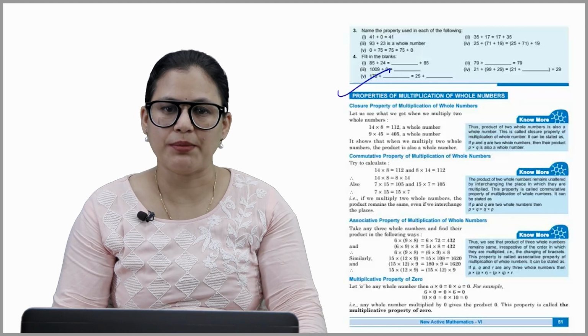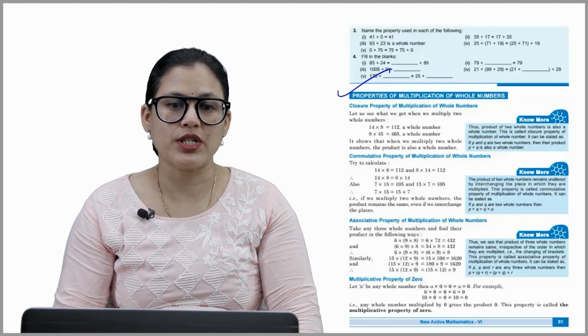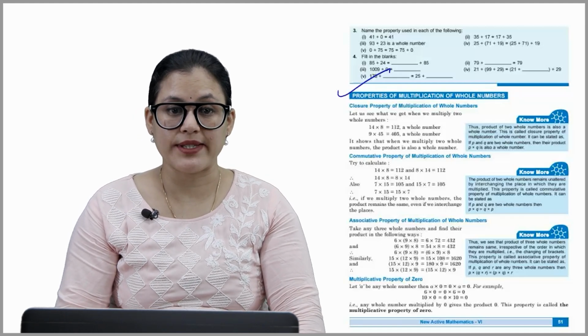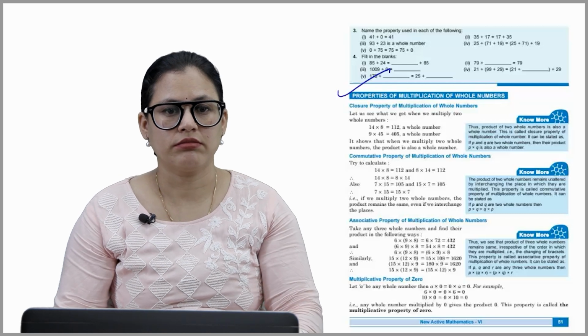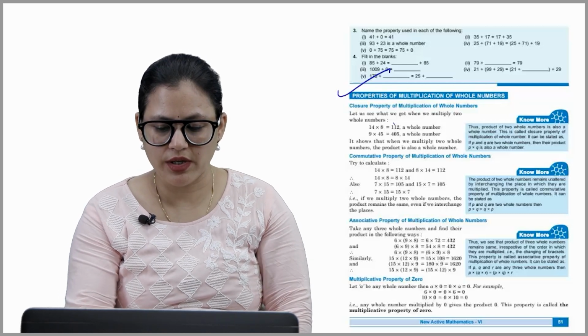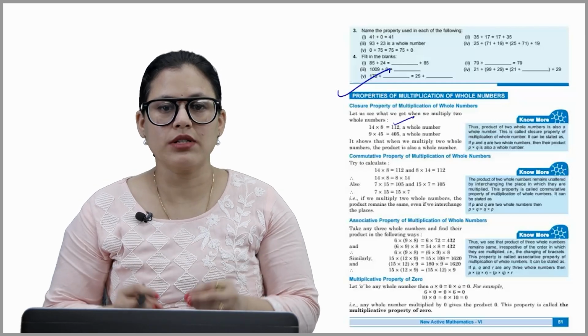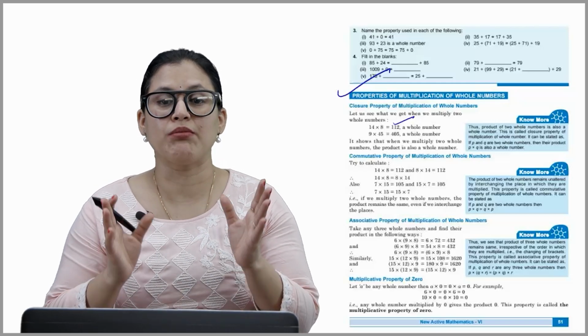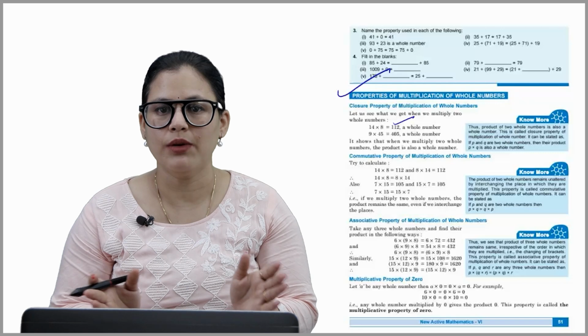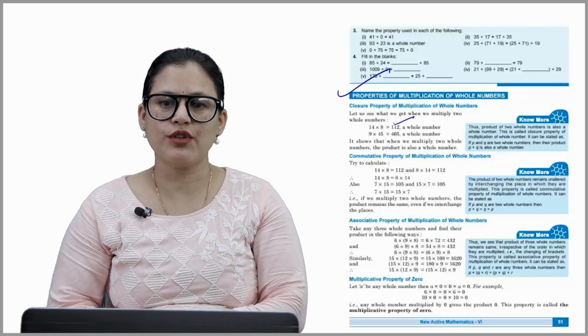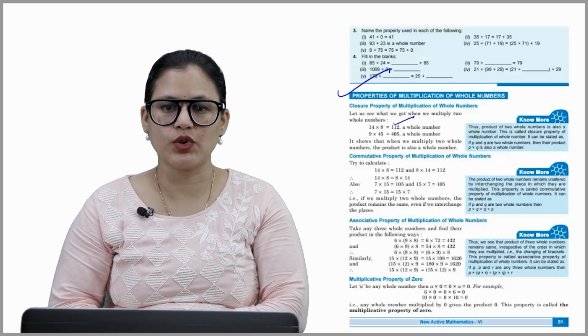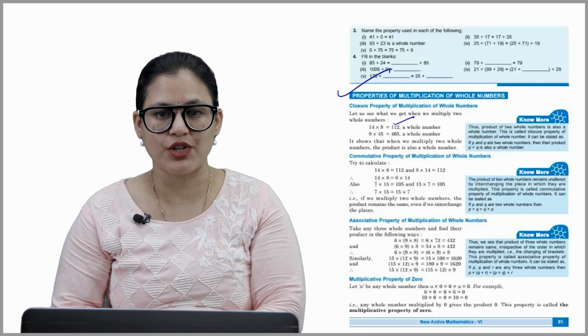Closure property of multiplication of whole numbers. Let us see what we get when we multiply two whole numbers. 14 into 8 is equal to 112. So we are multiplying two whole numbers and the product is a whole number. So it shows that when we multiply two whole numbers, the product is also a whole number. Now we know this product of two whole numbers is also a whole number. This is called closure property of multiplication of whole numbers.